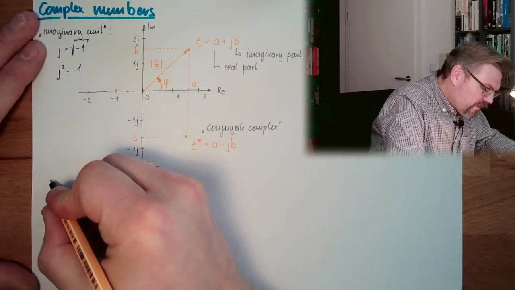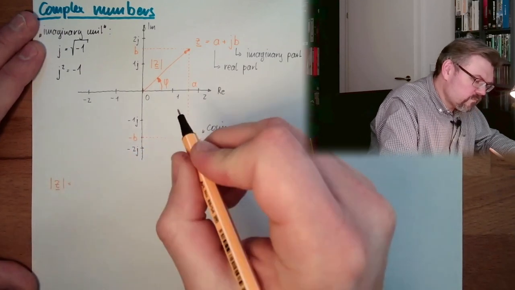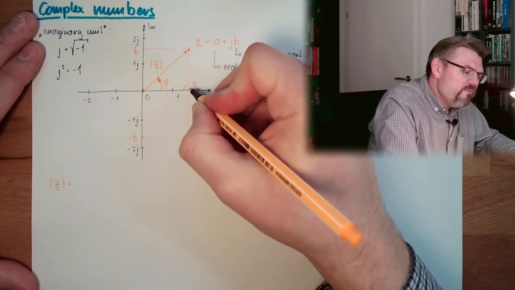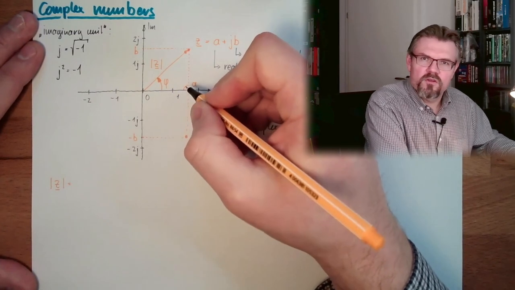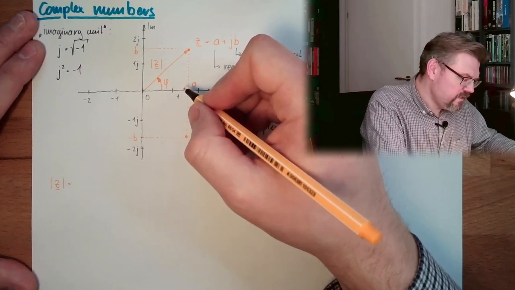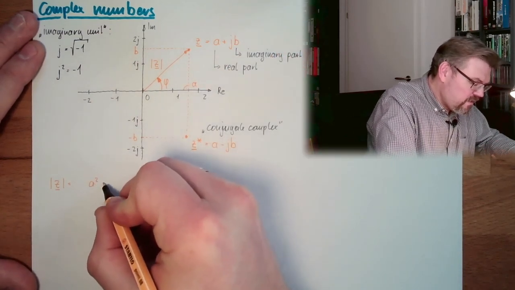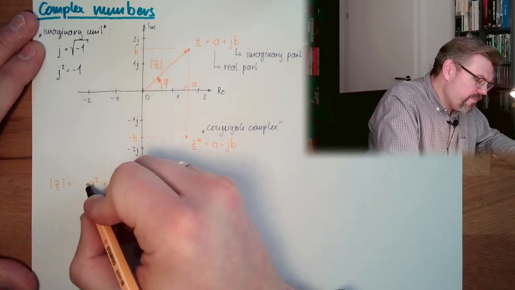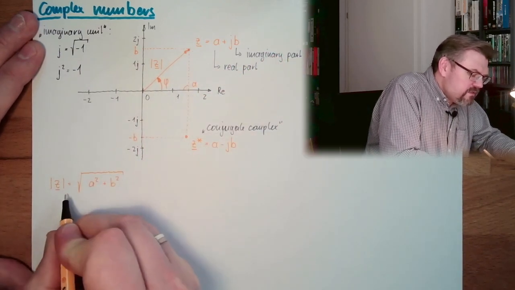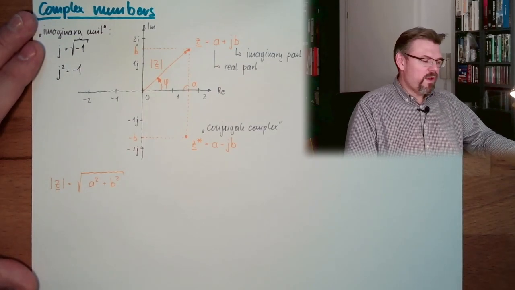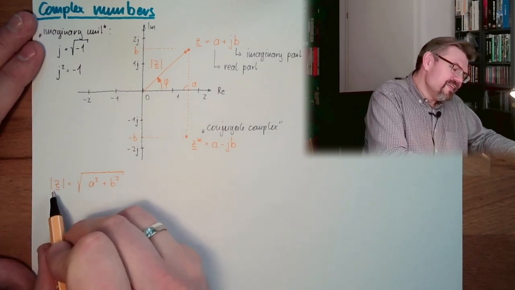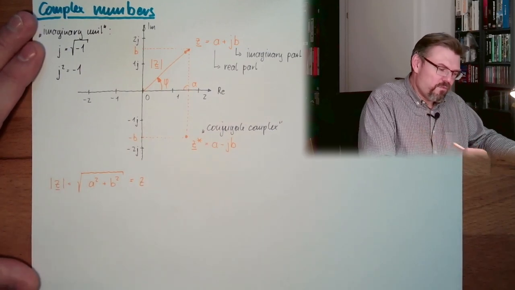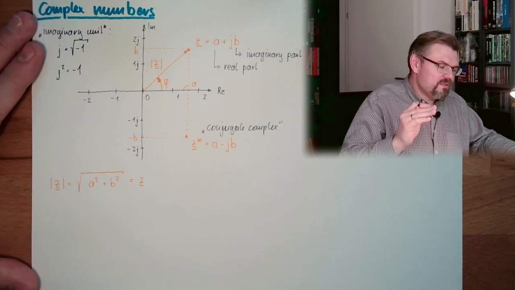And the absolute value, how can we calculate the absolute value? Look at that. Here we have A, here we have B. We do have here a rectangular triangle. Pythagoras. So we have here A squared plus B squared, which is actually Z squared. And so we take the square root of this, and that is our absolute value of our complex number. And this is a little bit too many lines everywhere, so we just write Z without the underline, it's the absolute value.